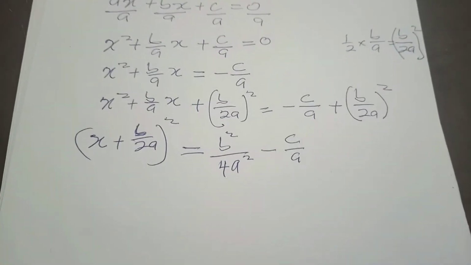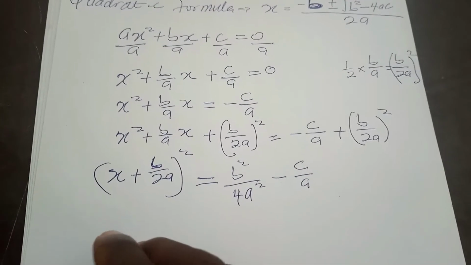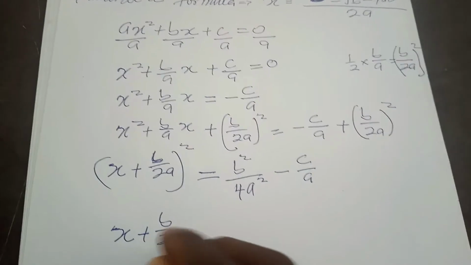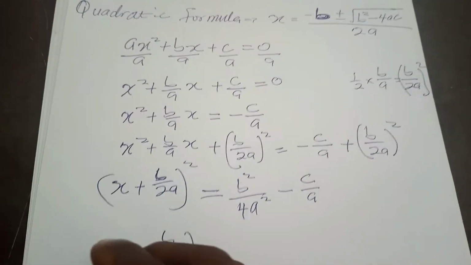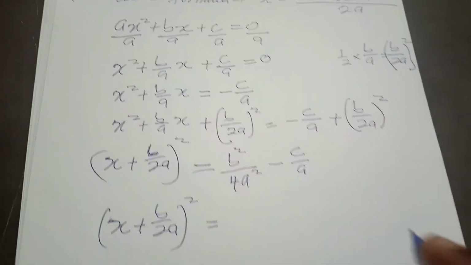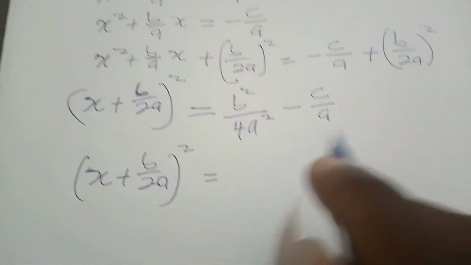We are still simplifying the right hand side. That means we are going to have x plus b over 2a all squared being equal to, this is subtraction of fractions, therefore we need the LCM.